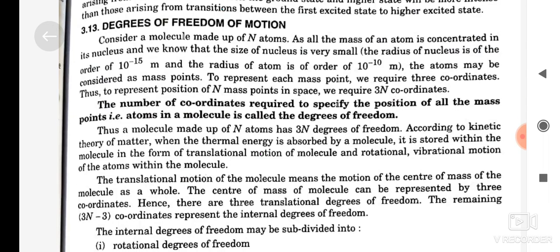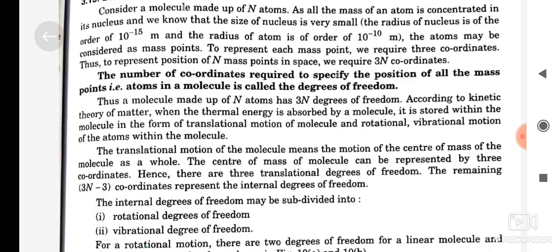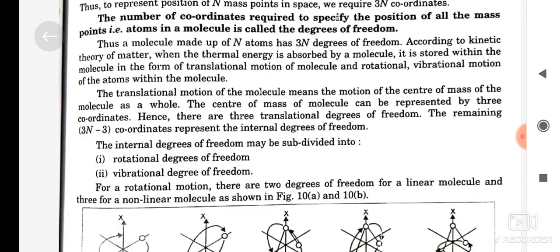Degree of freedom of motion. Consider a molecule made up of n atoms. As all the mass of an atom is concentrated in its small nucleus, and we know that the size of the nucleus is very small, the atom may be considered as a mass point. To represent each mass point, we require three coordinates. Thus, to represent the position of n mass points in space, we require 3n coordinates. The number of coordinates required to specify the positions of all the mass points, for example atoms in a molecule, is called the degree of freedom. Thus, a molecule made up of n atoms has 3n degrees of freedom.